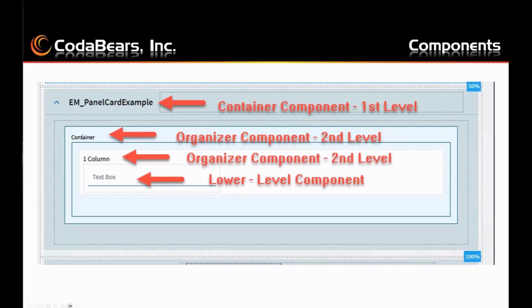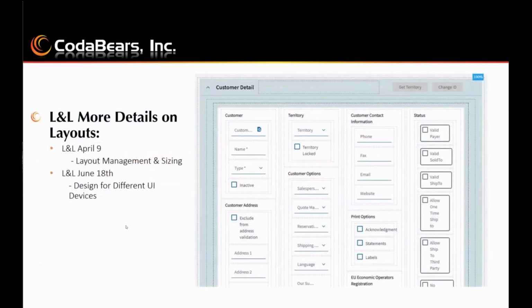And then you can nest 2 organizer components into each other. So there's a 1 column. It's also a second level, so that's nested inside of another one. And then the lower level component down here, which is a text box, is nested into all 3. So you can see that there's different arrangements, different layouts that you can create based on the different levels. In terms of exactly how you want to do your layouts, we're going to have 2 more lunch and learns. So there will be a layout management and sizing, as well as design for different UI devices.